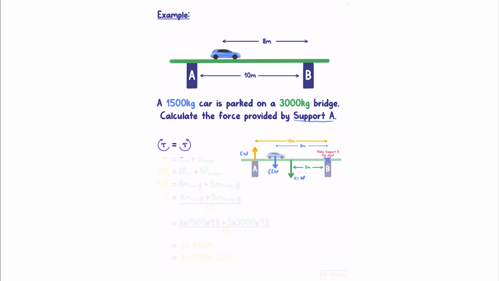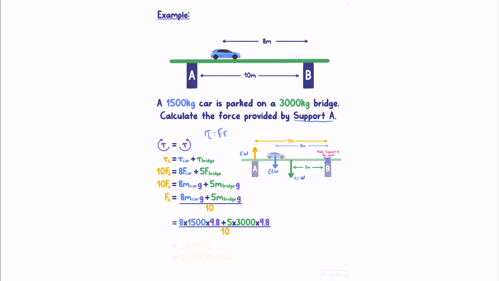So our only clockwise torque is that from support A, and the torque from our car and the weight of the bridge make up our counterclockwise torques. Knowing that torque is equal to force times distance, we can substitute in the distances multiplied by the forces, where our gravitational forces can be written as the respective masses times gravity. Now to solve for Fa, which is what we're trying to find, we just need to divide both sides by 10. Putting our numbers in, we get 26,460 newtons, or 26,000 newtons to two significant figures.